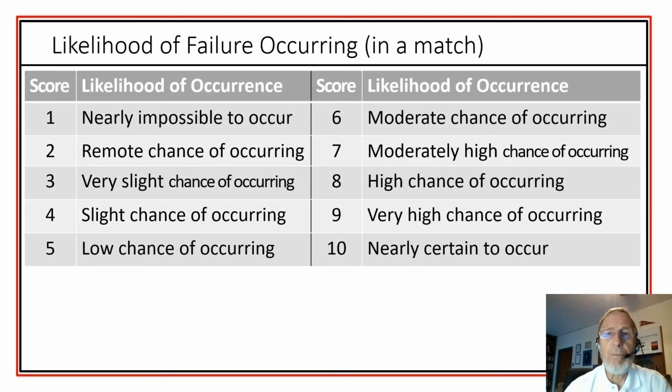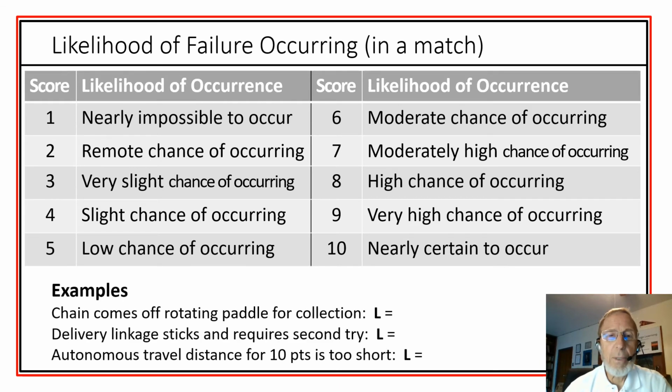Let's do the same thing for the likelihood of failure. And here we're talking about failure in a match. We're not talking about failure in our practice field and so on. But in a match, if it occurs, we're talking about that as a failure. So again, we have definitions for scores from 1 to 10. From something nearly impossible to occur, that remote chance, very slight chance, and all the way up to nearly certain to occur. Let's take those same 3 examples and think about what kind of a likelihood score we might use.